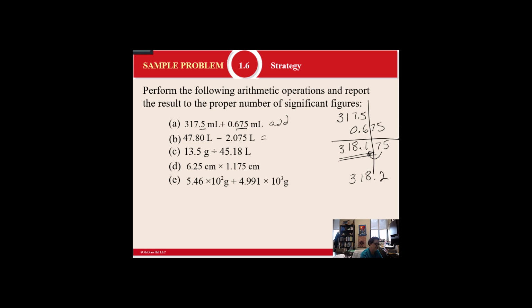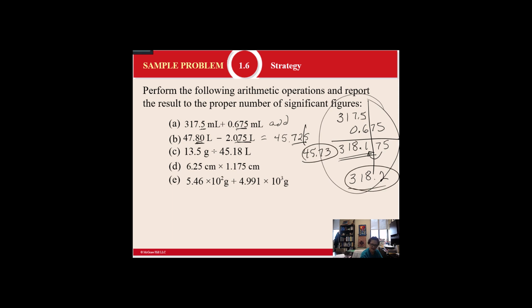With me? All right, same thing when we're subtracting. You're going to do it like that till you get the hang of this, okay? So this is going to be 45.725 from the calculator. You've got 2 decimal places and 3 decimal places. So 2 decimal places it is, so 45.73.